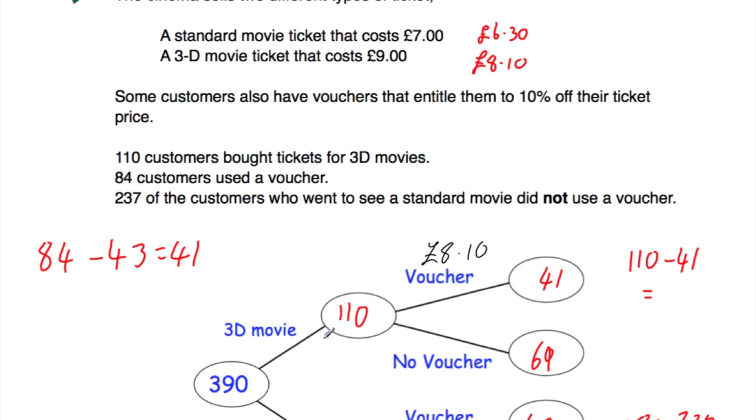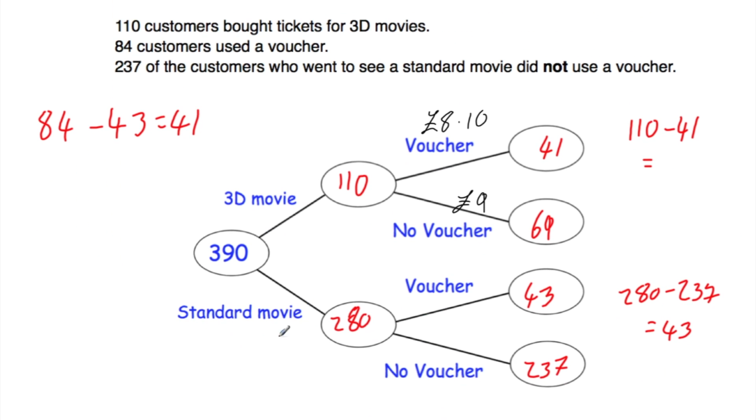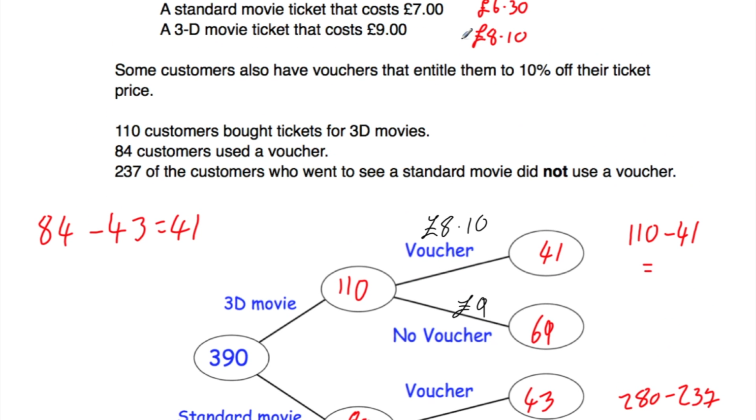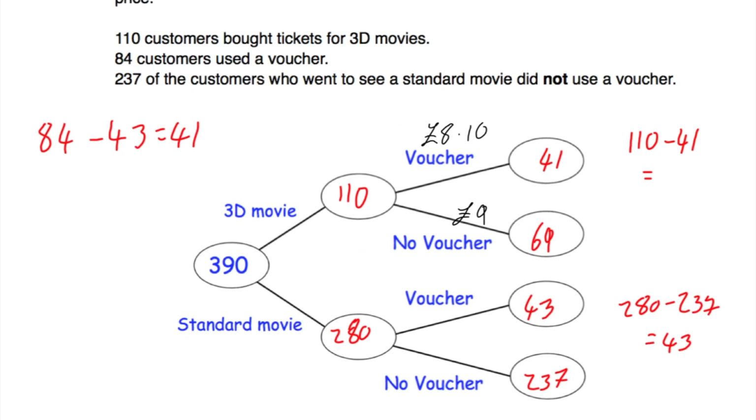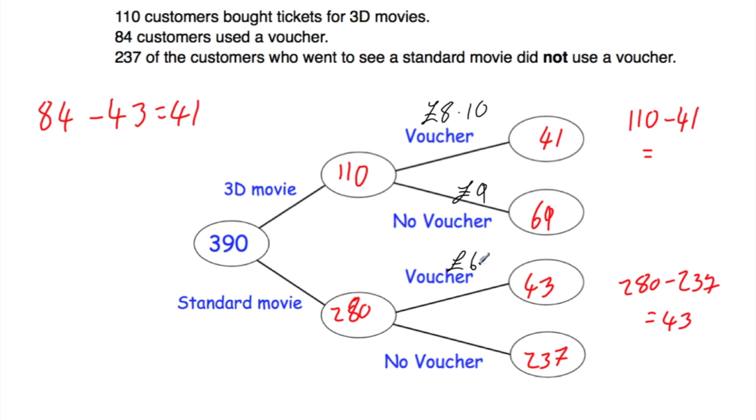The people that went to see a 3D movie without a voucher paid £9. So these people paid £9 each. The people that went to see the standard movie with a voucher, well, the normal movie is £7. The voucher's 10% off, so that's 70p off, so that's £6.30. So they paid £6.30 each. And the people that went to see a standard movie without a voucher paid £7 each. So we now know that 41 people paid £8.10 each, 69 people paid £9 each, 43 people paid £6.30 each, and 237 people paid £7 each.